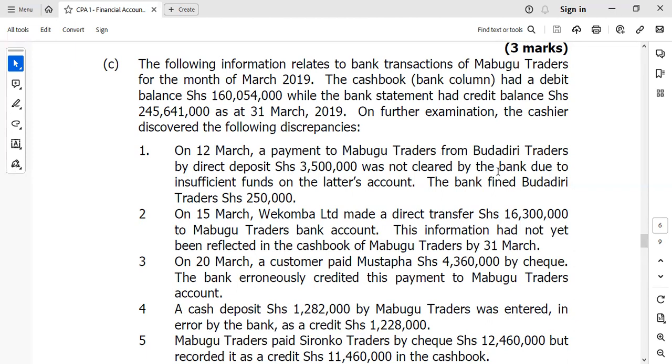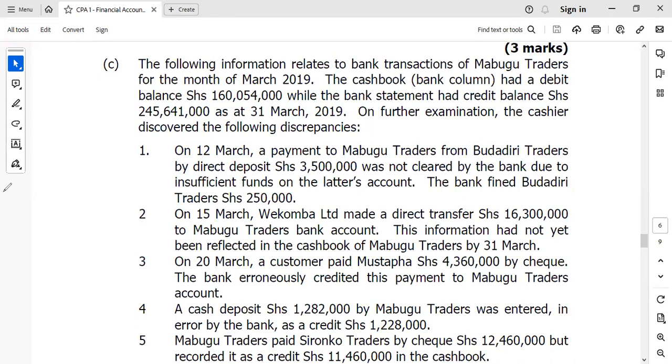Here we see a direct credit, or a direct deposit, that was made on the business's bank account. However, this payment was dishonored, and as a result payments were not made, and the deposit was not accepted. So, on assumption that Mabugu Traders had debited their cash book, we have to cancel out this direct deposit from their cash book.